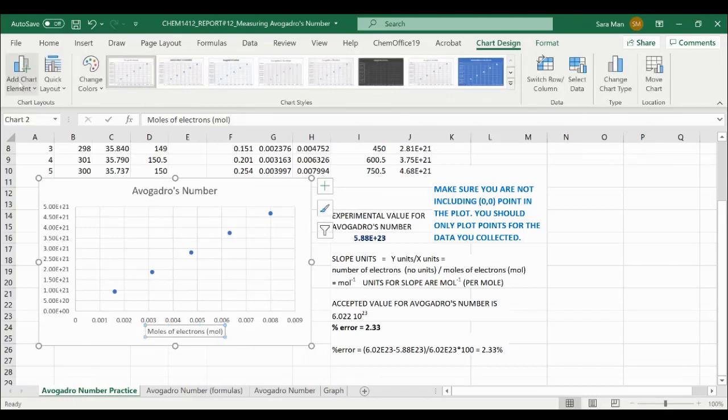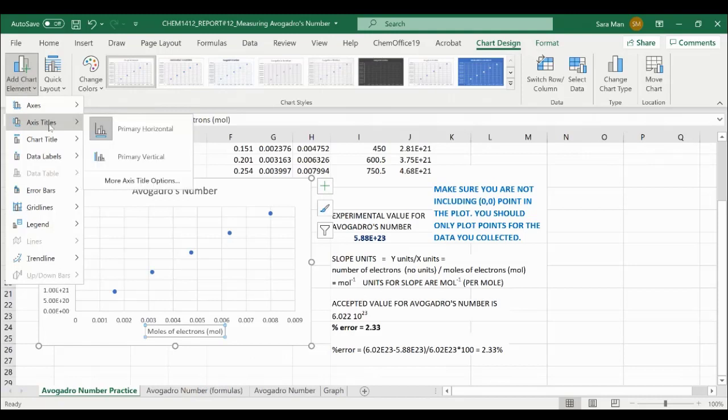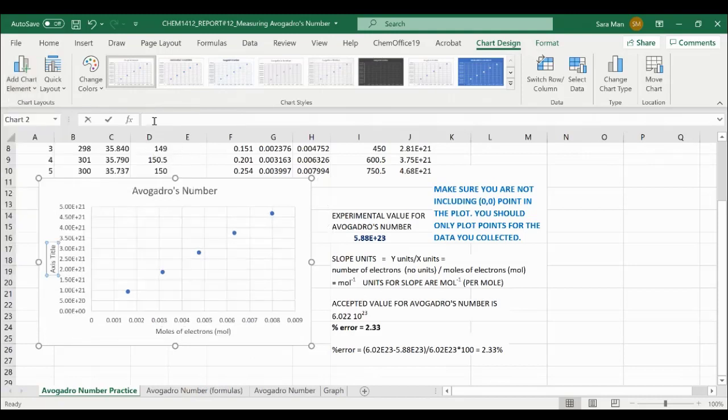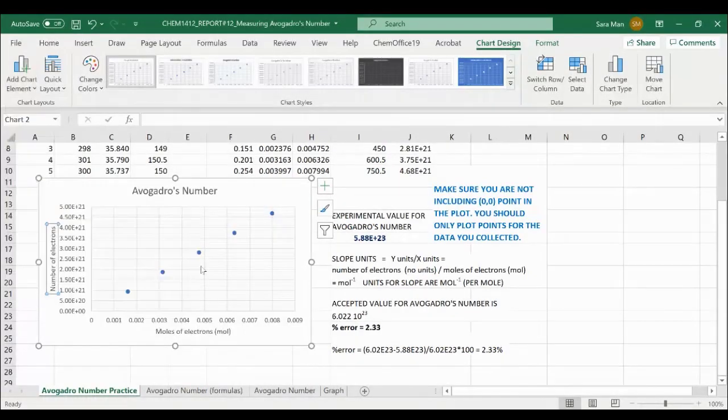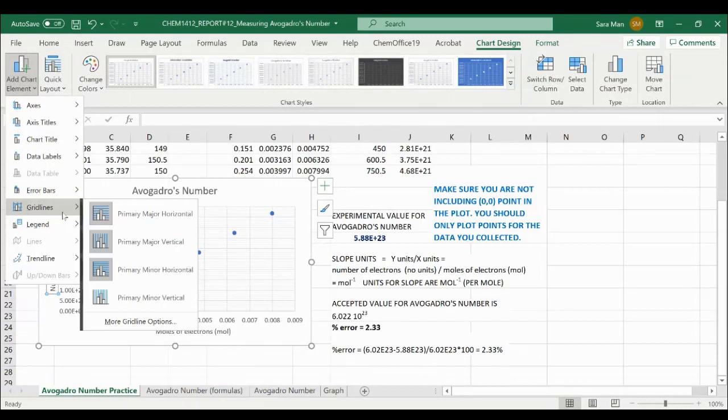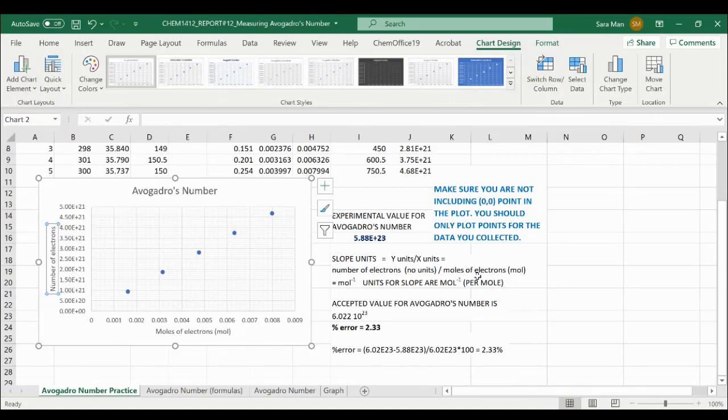Very good. Now we go again, add chart element, titles, but we go to the primary vertical. So what is the name of that? It's the number of electrons. We don't have units for that. Now what else do we want? We probably want grid lines, minor horizontal. We probably want grid lines, minor vertical. And now what else do we need to add to this graph?